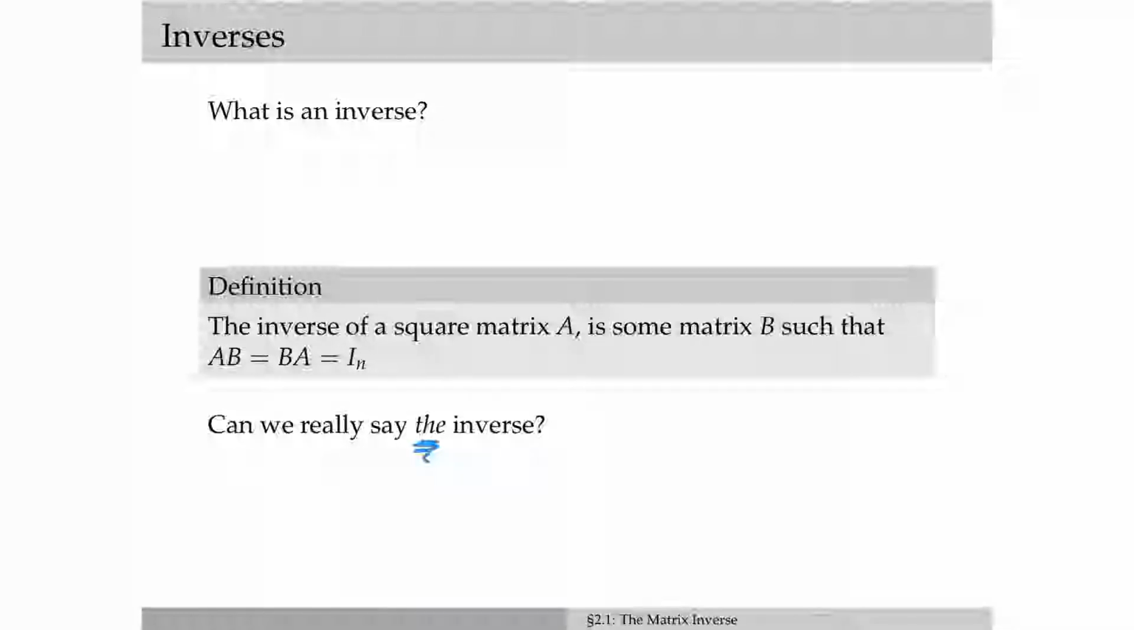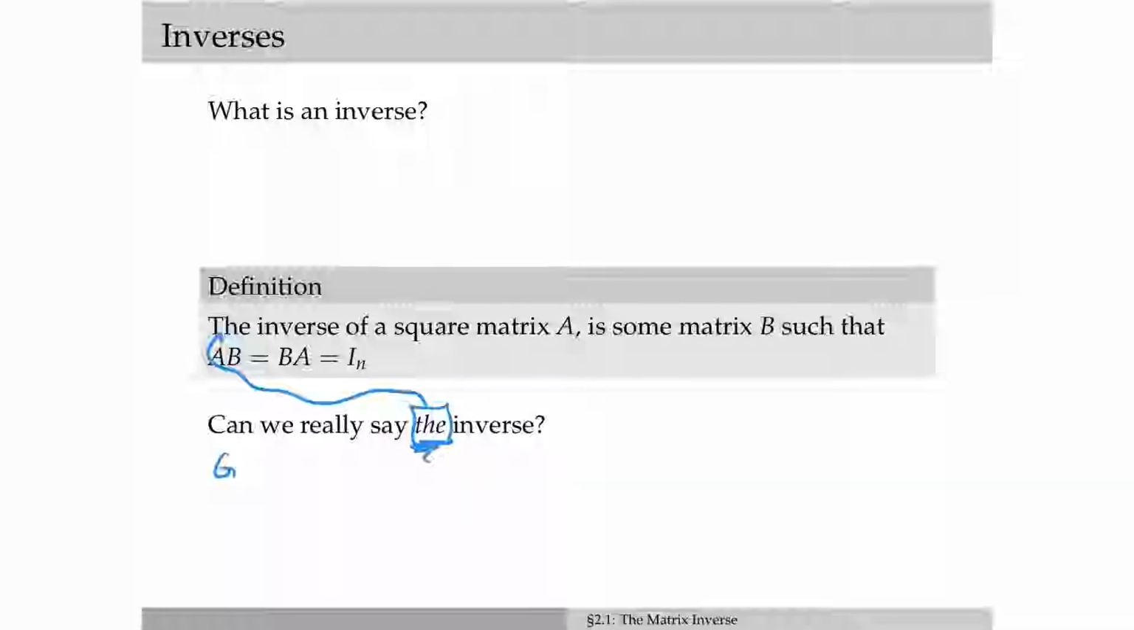All right, so here, can we really say the inverse? So yeah, hopefully I've made you all paranoid now about definite articles. So I say the, meaning there's only one. Right there, you see the. Can we really say the inverse? All right, well, let's find out.